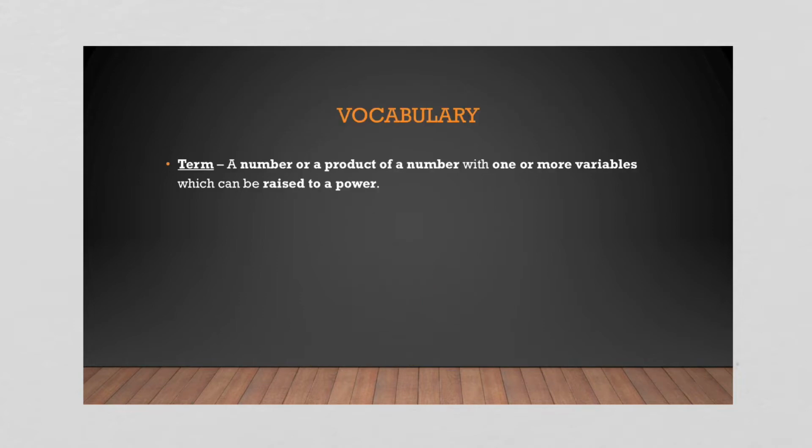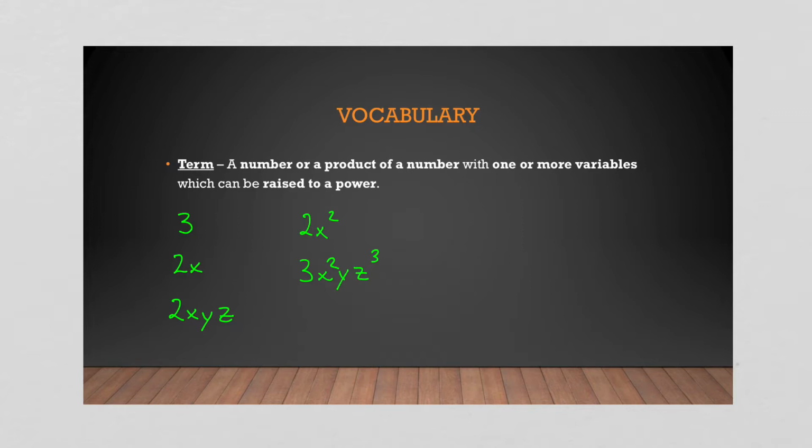So a term. What is a term? A term is a number, so 3 is a term. Or the product of a number with one or more variables. So that means 2 times x is a term, or 2 times x, y, z is a term, because it's all multiplication. And then which can be raised to a power. So 2 times x squared is a term, or 3x squared y z cubed. Those are all terms, and they're all terms because they're separated only by multiplication.